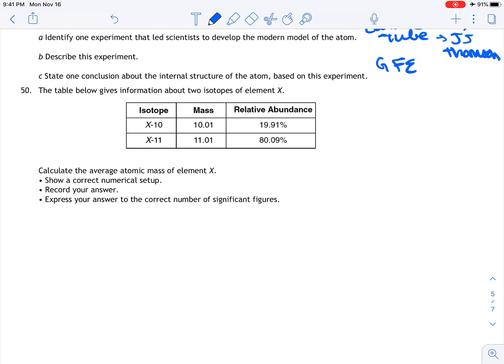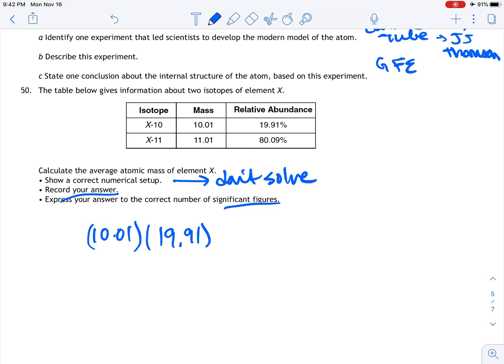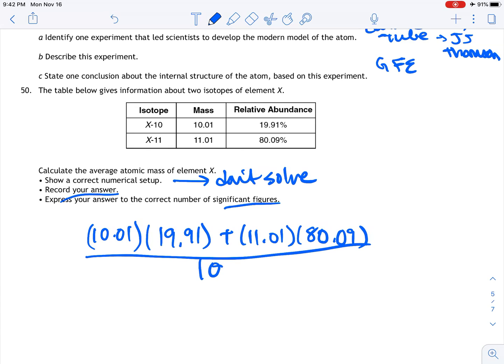Finally, average atomic mass. Showing a correct numerical setup means you don't solve. Correct numerical setup means you just plug it in. But then it says to solve. And then, sig figs. So, you do your mass times percent abundance, plus mass. That is messy, I apologize. And by the way, this formula is not in the reference table. So you have to either write it down or just know it, I guess. So let me pull out my calculator.